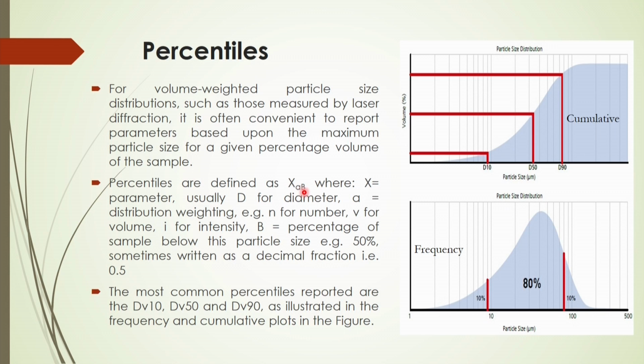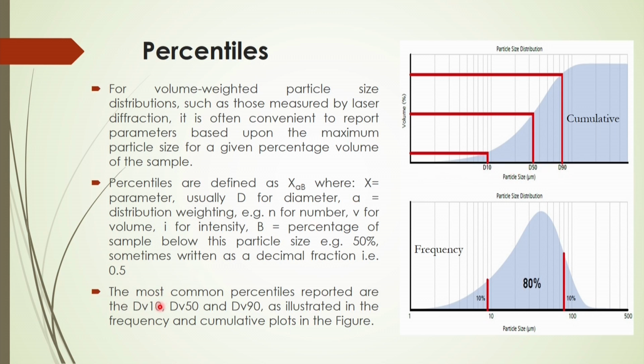So, percentiles are defined as x alpha beta, where x is the parameter, usually diameter, d for diameter, and alpha is the distribution weighting, for example n for number, v for volume, I for intensity, and beta is the percentage of sample below this particle size, for example 50%, sometimes written as a decimal fraction, that is 0.5. So, very important, 50% of the volume of the particles will have a diameter less than this particle size. And 90% of the particles in the sample will have a diameter less than this d90.